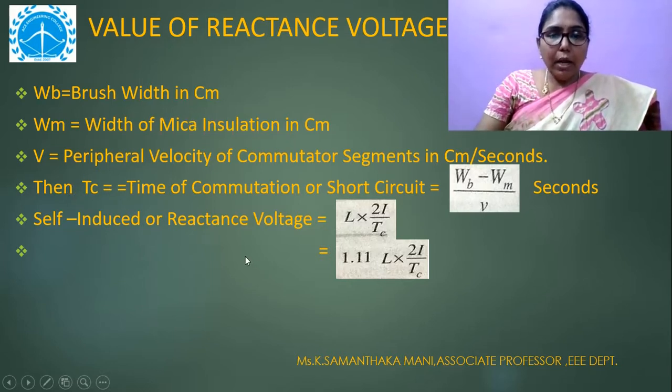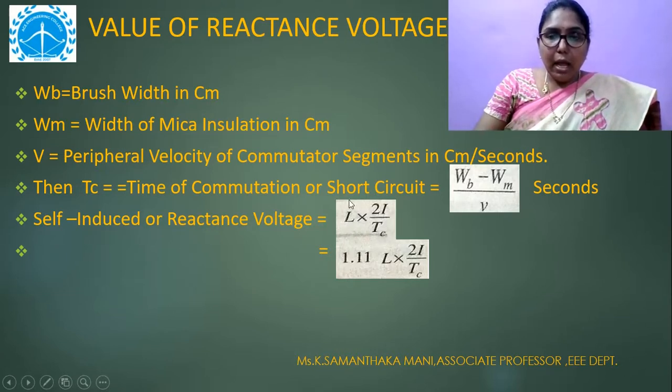Now we would like to calculate the amount of the reactance voltage. This voltage is called self-induced EMF, or sometimes a reactance voltage. This voltage is the main cause of poor commutation. So we must know how much voltage is being induced in the short circuited coil. The formula for that is nothing but the self-inductance value into the rate of change of current.